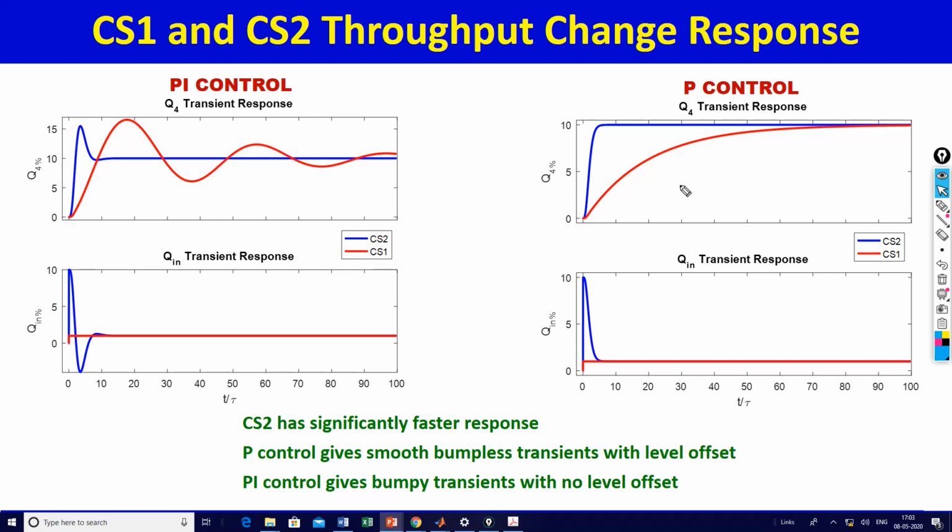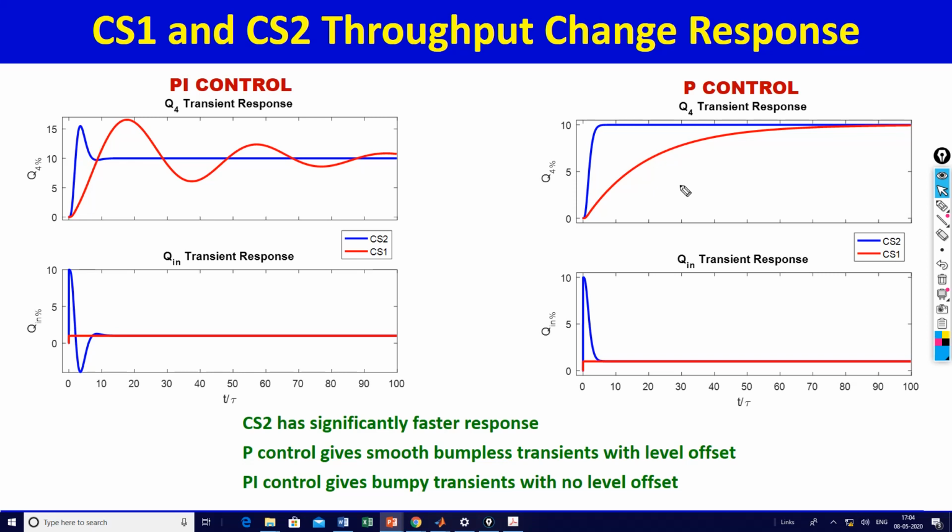Now suppose you want to do a throughput change, the processing rate. So in CS1, you want to change the feed processing rate from X to Y. All you do is change the set point of the Q in controller from X to Y, and you will be processing, instead of X, Y kilomoles an hour of fresh feed.